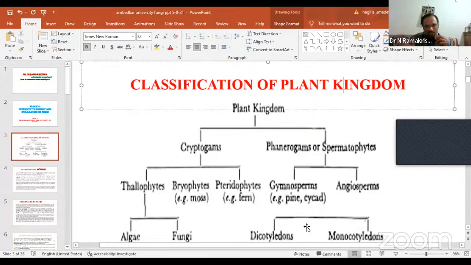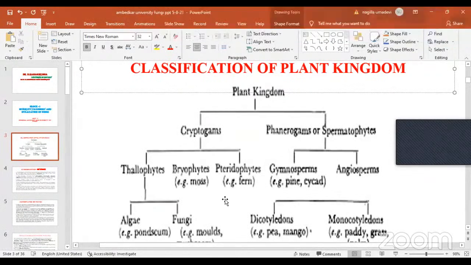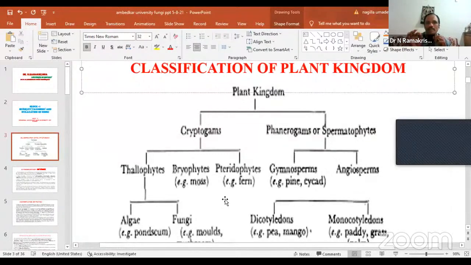Bryophytes and pteridophytes we do not need now. This thallophyta is divided into mainly two categories. Number one is algae. Number two is fungus. Algae means the first photosynthetic primitive organisms, the first land photosynthetic primitive organisms. Second one is our topic, fungus. What is the meaning of fungus?